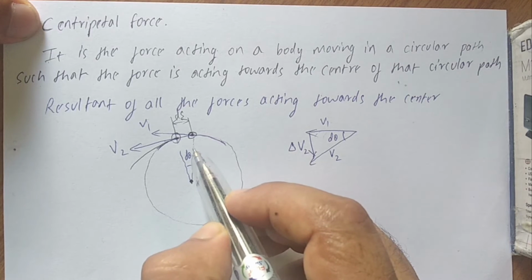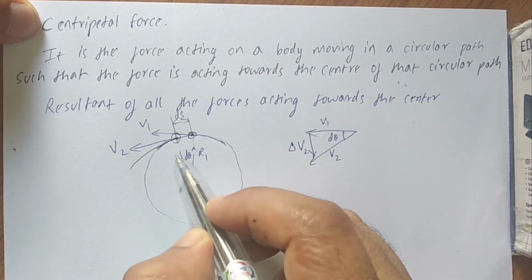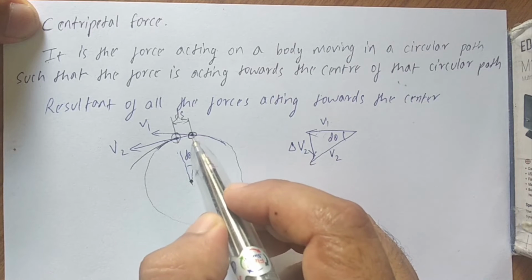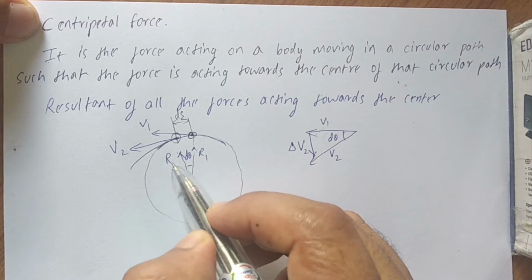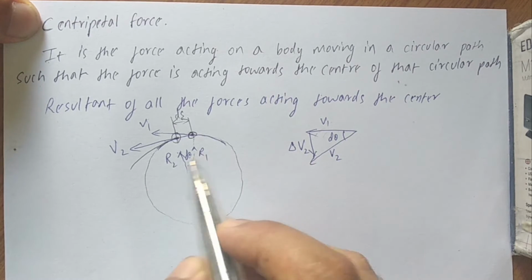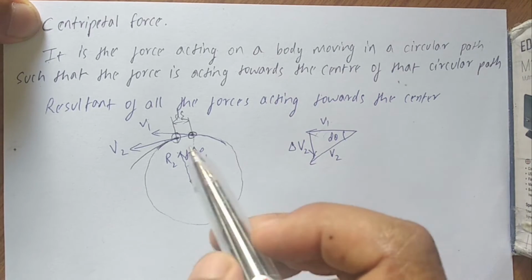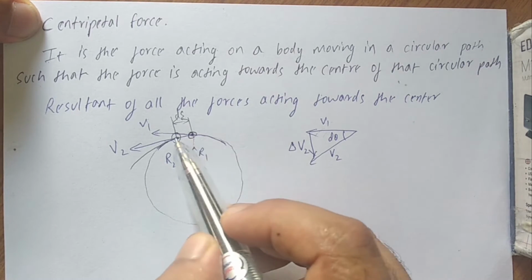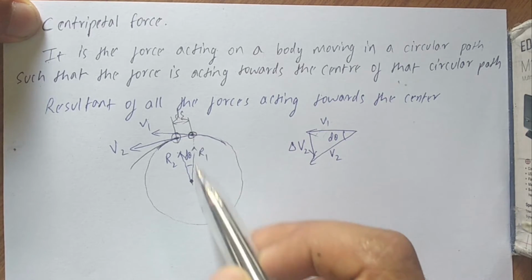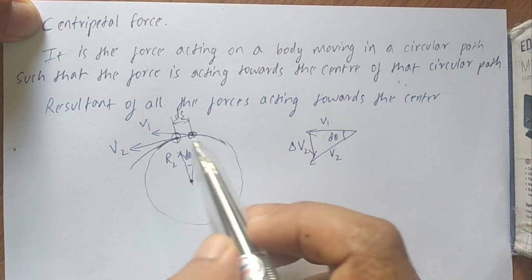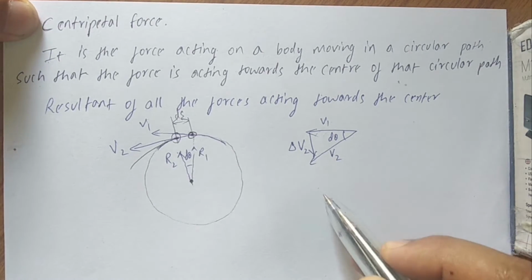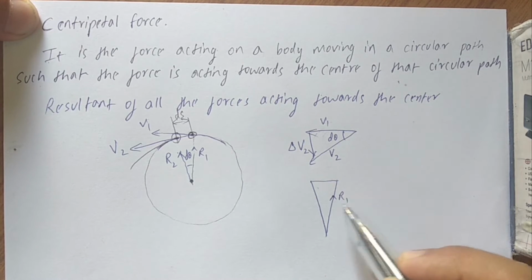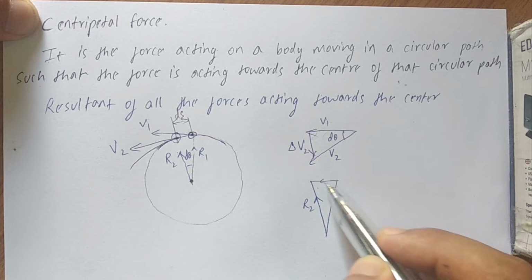Also, the radius vector, that is r1, is pointing in this direction in this situation, and it is pointing in this direction in this situation. Both have the same magnitude, but the direction of these two radius vectors is different. Okay, so you can also use this here. This is r1 and this is r2, and this is change in r.